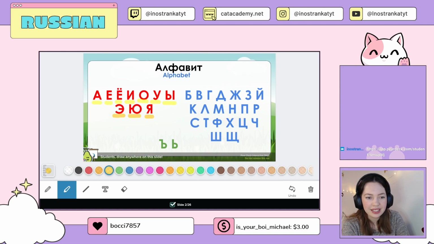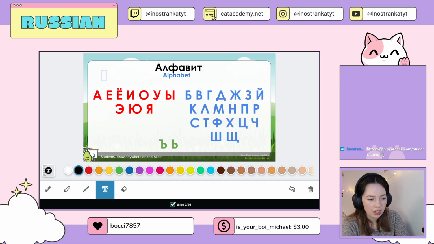So all of these, they are our vowels, or in Russian we can say they are, okay, I need to type. Okay, let's change the language. Гласные, гласные, гласные, or you can just write vowels.